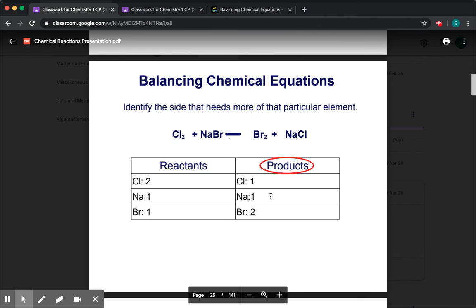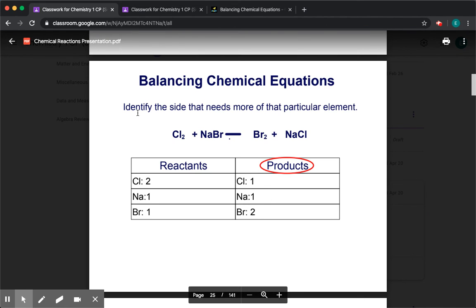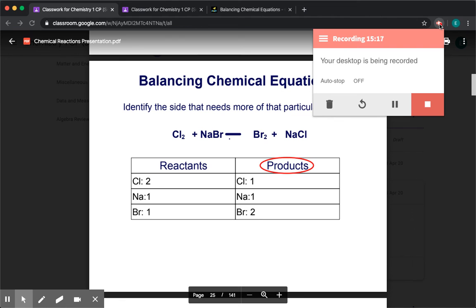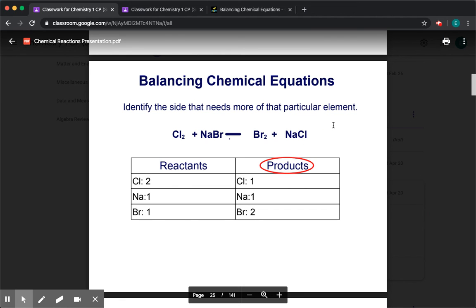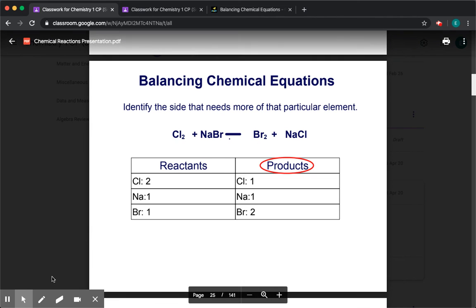We need more chlorines on the right. Okay. So what they say is identify the side that needs more of a particular element. Where are we right now? So we need more chlorines on the right. What gives us the chlorines? What gives us the chlorines is the NaCl. If this is where the chlorines are coming from, this is the number we need to change.